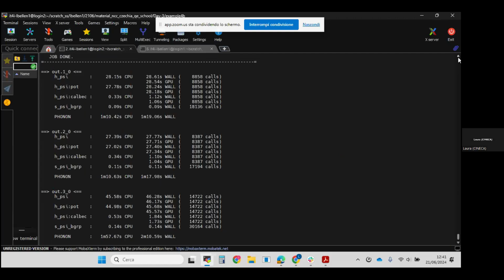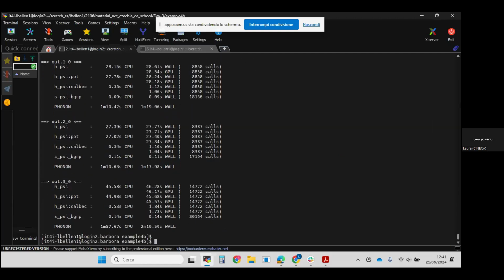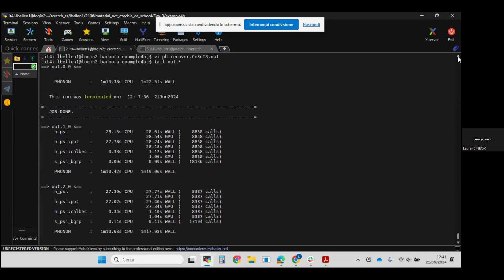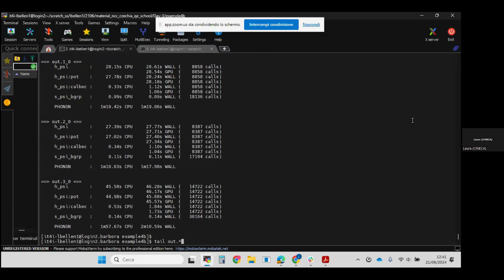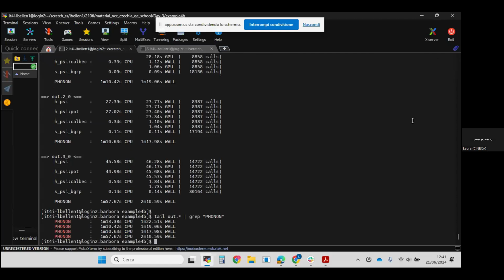Keep also in mind, now let's check the time taken by each image. So this is the time taken by the first 4 images. Let's do this. Okay, now you see that the first 3 images take about 1 minute and 20 seconds, and the last image 2 minutes and 10 seconds.